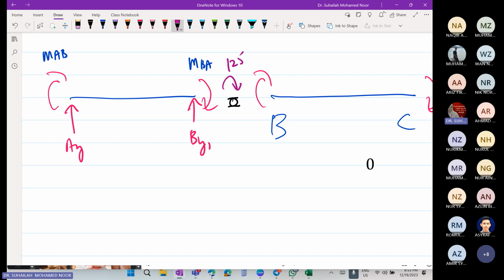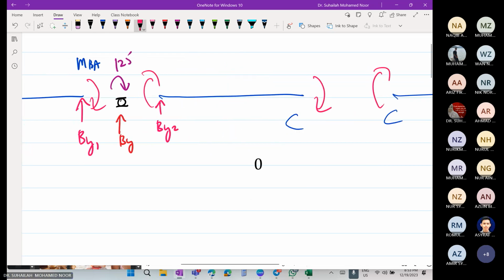Okay, so this is actually BY. So what is BY? BY is BY1 and BY2. BY is at the joint directly. So when we draw the element, the member, for member AB, it has BY1. For member BC, it has BY2. So what is BY? BY is BY1 plus BY2.